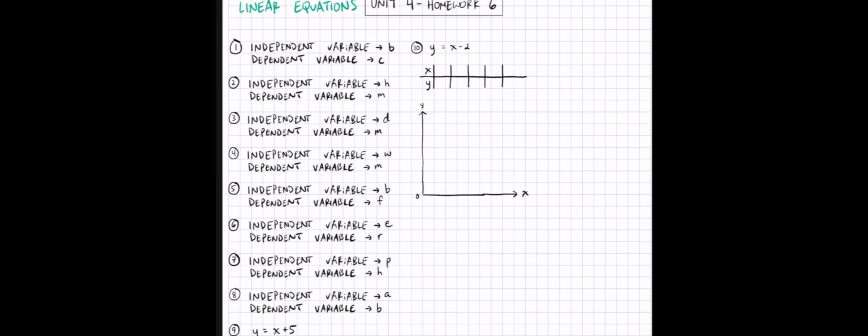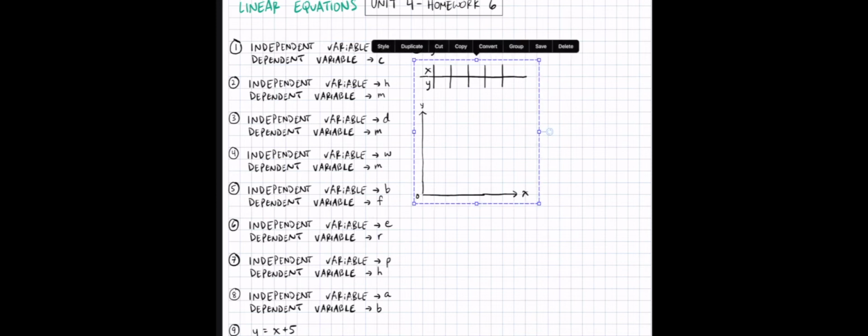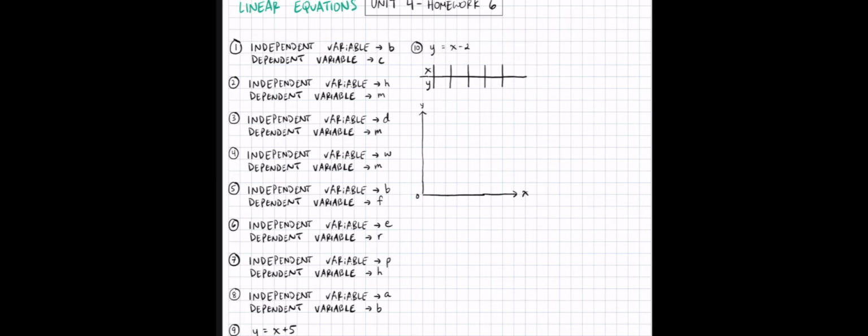Actually, let me copy and paste this right now before I draw on it so I can use this for the next few problems. And let's see what kind of values they give us here. We have 22, 24, 28, 30. Is that it? 22, 24. Oh, I forgot 26, 28, 30. Sorry. So we'll put 26, then we'll put 28, and then we'll put 30.